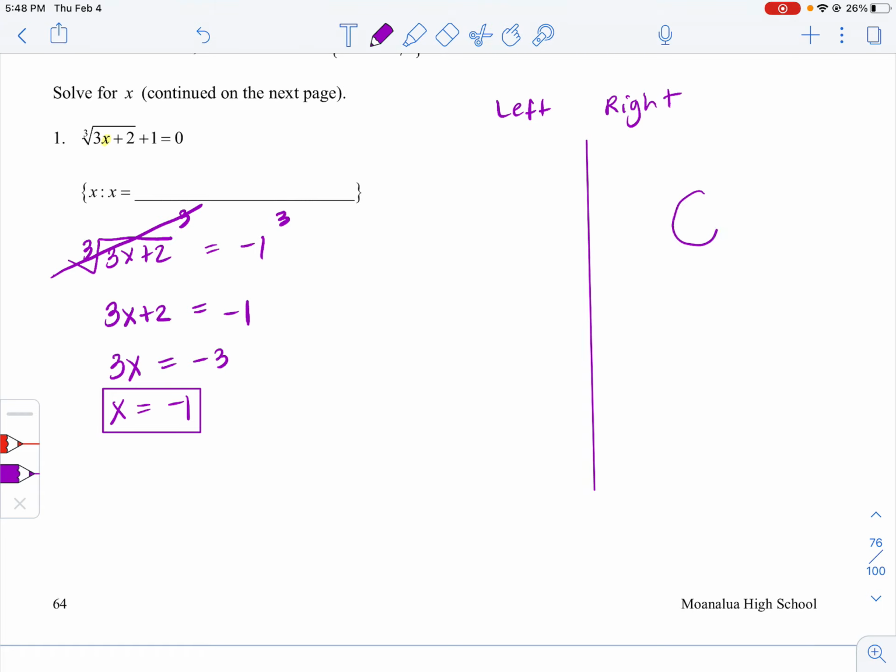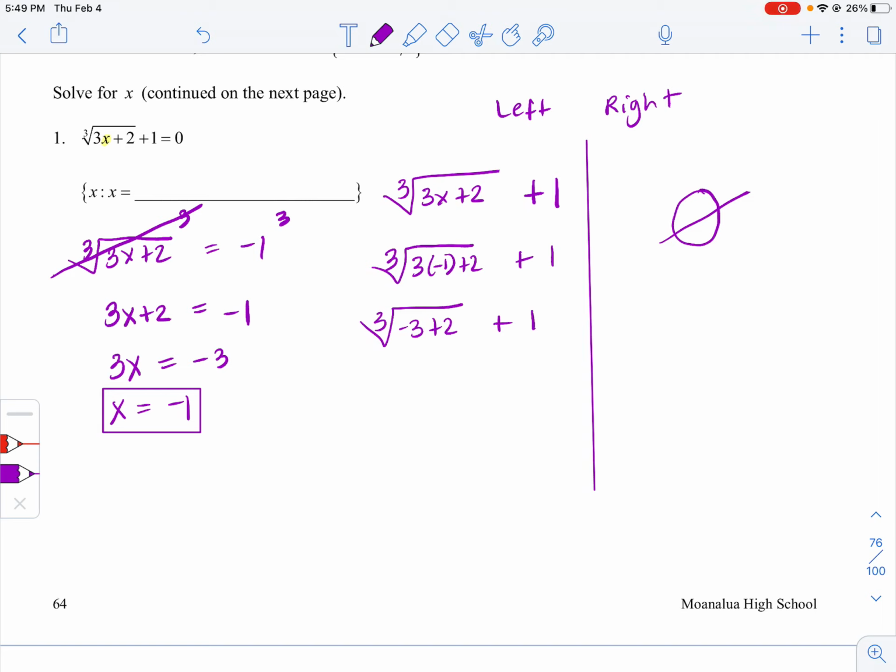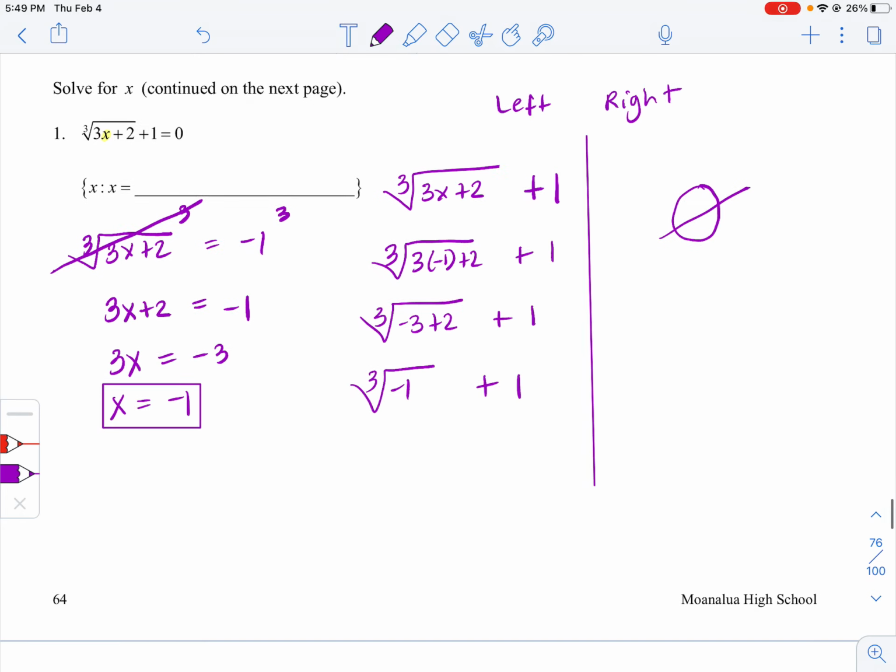On my right side, I have a big 0, so I don't have to touch that. But I do have to plug in the x value, and remember, the 1 is outside. I have to plug in this negative 1 into the x to see if the whole entire thing would be equal to 0. So that's the cube root of 3 times negative 1 plus 2, plus 1. That is 3 times negative 1, negative 3, plus 2, plus 1. The cube root of negative 1, plus 1.